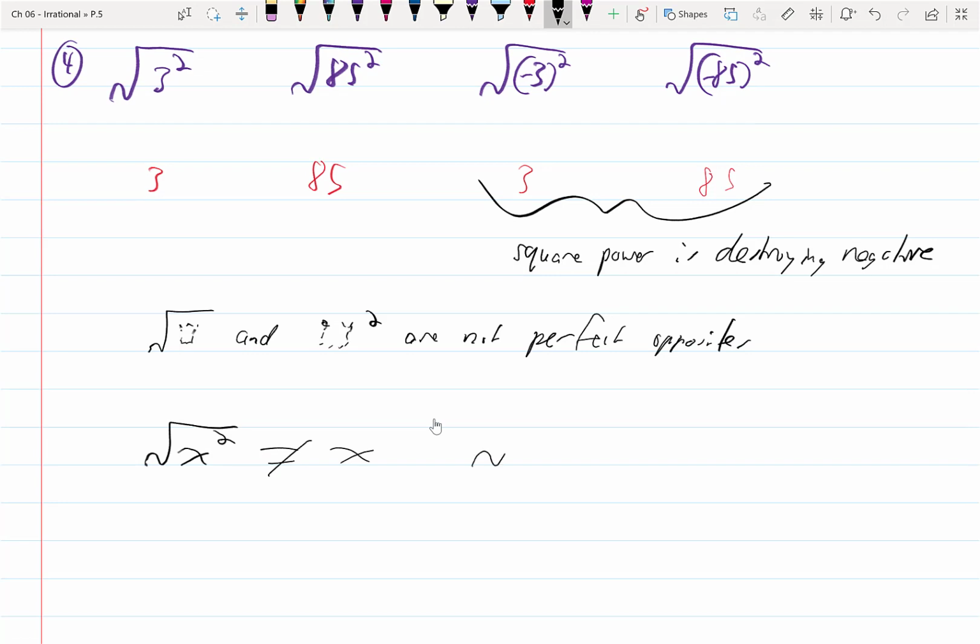It's close. It is also not plus or minus x, because that would be two outputs for a function, the function being the square root, and that wouldn't work either. I need an operation where my outputs are always positive. The square root of x squared is identical to the absolute value of x.